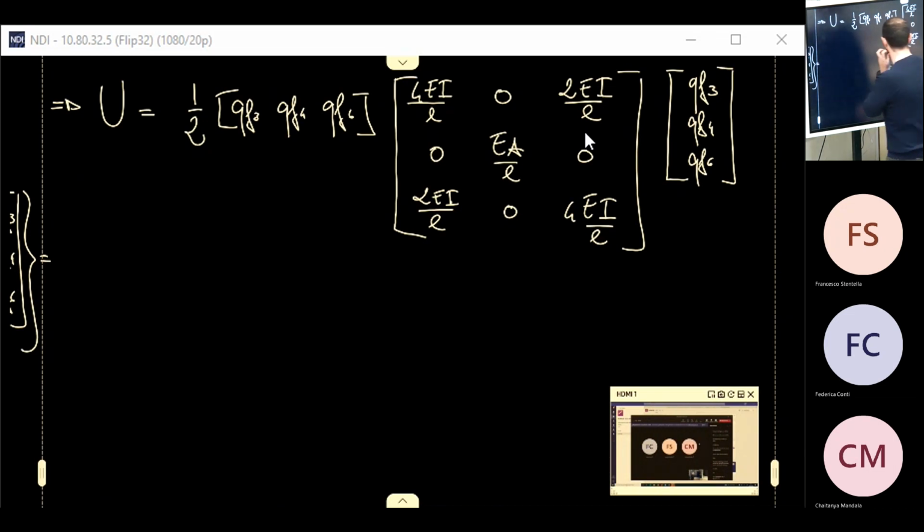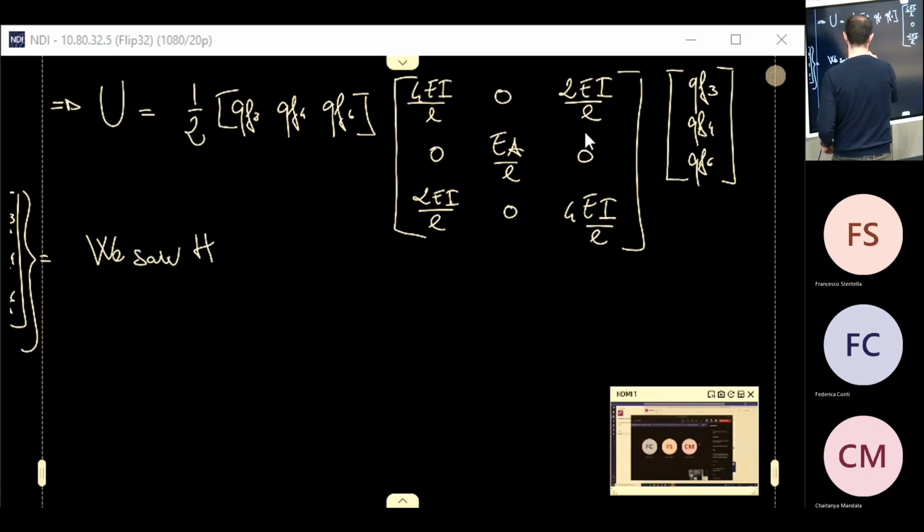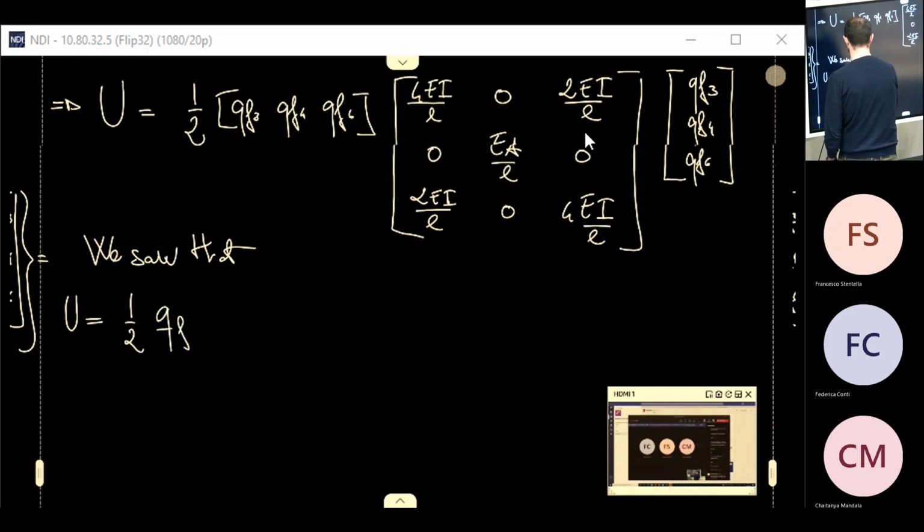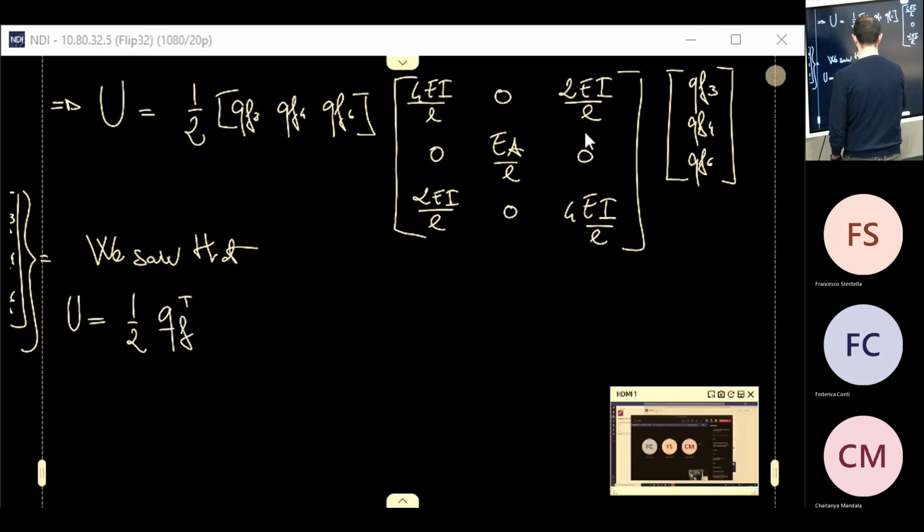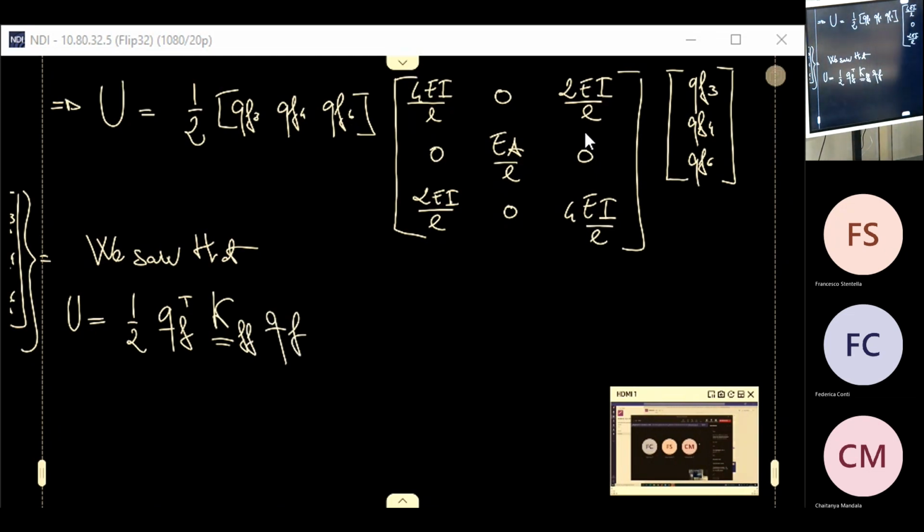Now, we saw that the elastic energy, elastic potential energy, or the strain energy as you want, could be written as follows: QF transposed, KFF times QF. So this basically gives us the stiffness matrix.